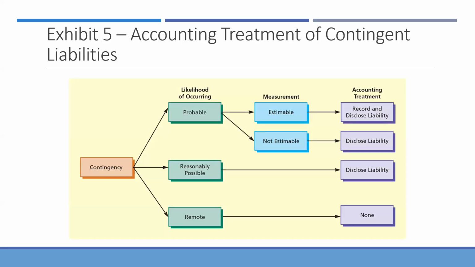And so here's a nice little flow chart. There's the contingency, the event that may or may not happen. Is it probable? If it's probable and estimatable, we'll record a journal entry and disclose the liability. If it's not estimatable, disclose. If it's reasonably possible, we disclose. And if it's remote, we do not disclose. And the most common instance of this is lawsuits and environmental spills and cleanups and regulatory issues. And that's all related to legal things.